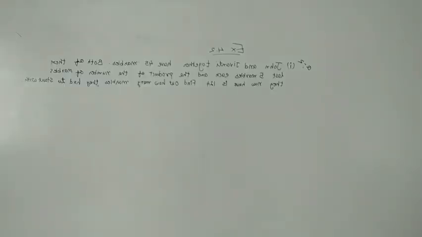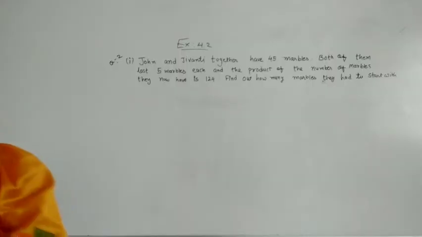So this will be question number 2 and its first sub question. John and Jivanti together have 45 marbles, both of them lost 5 marbles each, and the product of the number of marbles they now have is 124.